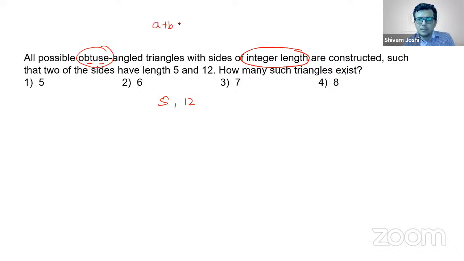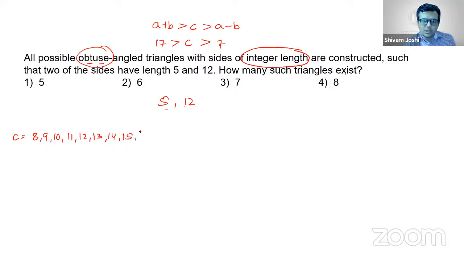A plus B greater than C greater than A minus B. I hope you remember this. So 5 plus 12 is 17, which is greater than C, which is greater than 12 minus 5, which is 7. So my C is ranging from 8 to 16. It is greater than 7, so it can't be 7. It is less than 17, so it can't be 17 either. Therefore, C will take values from 8 to 16: 8, 9, 10, 11, 12, 13, 14, 15, 16. These are the values possible for C.